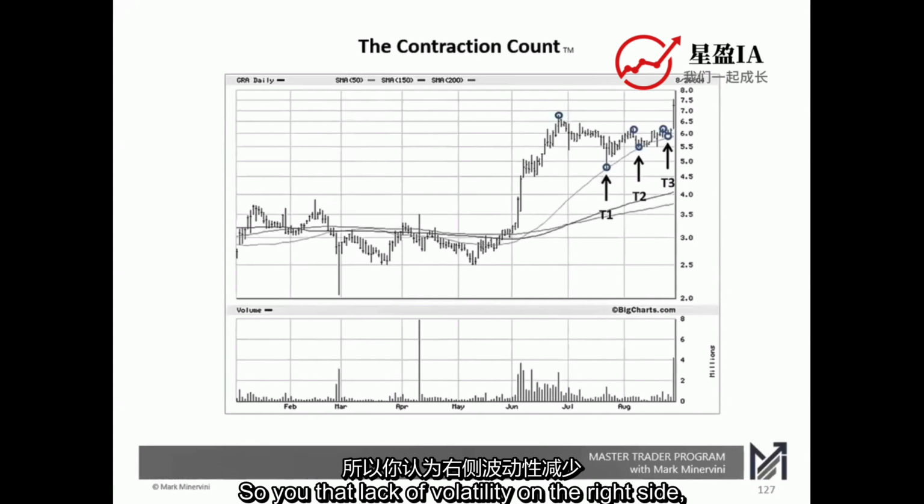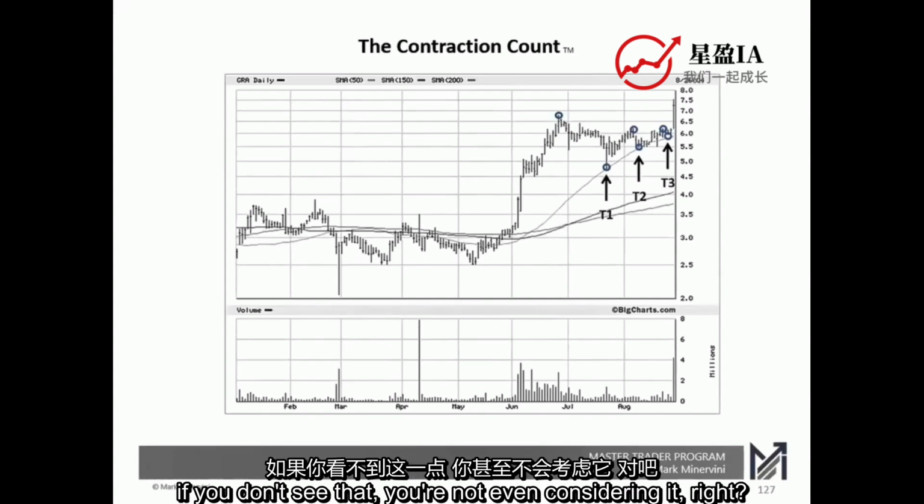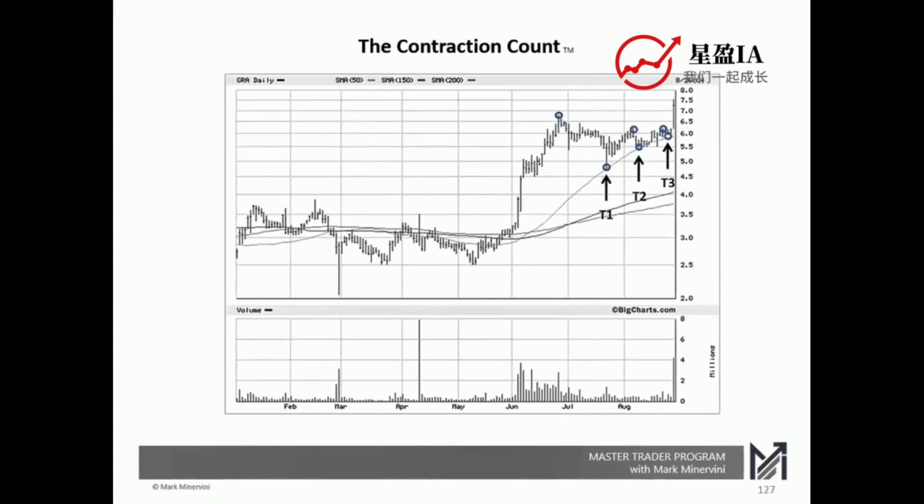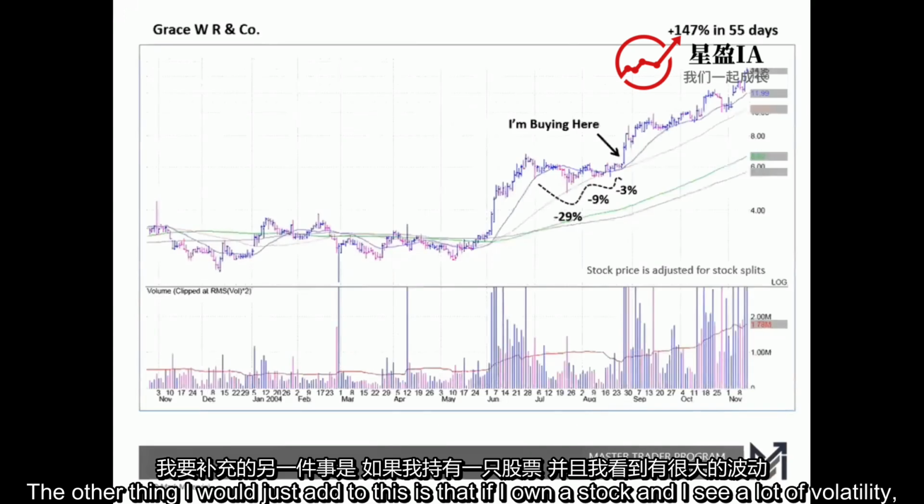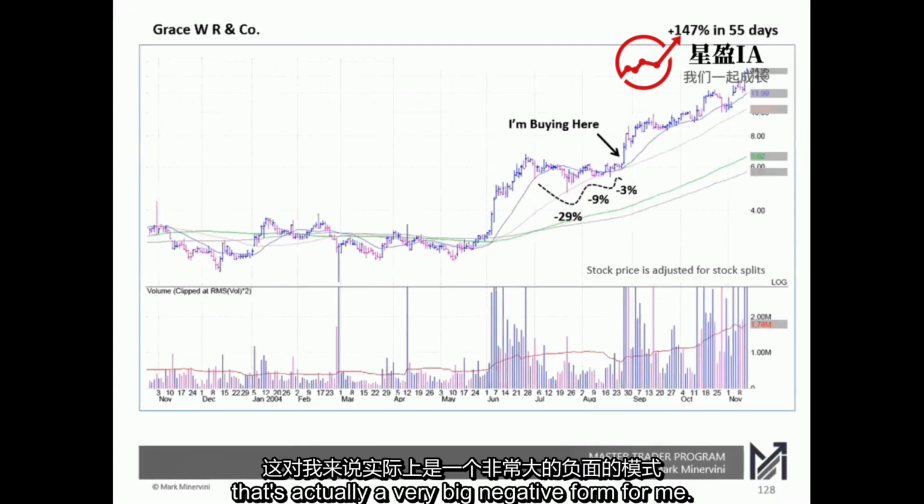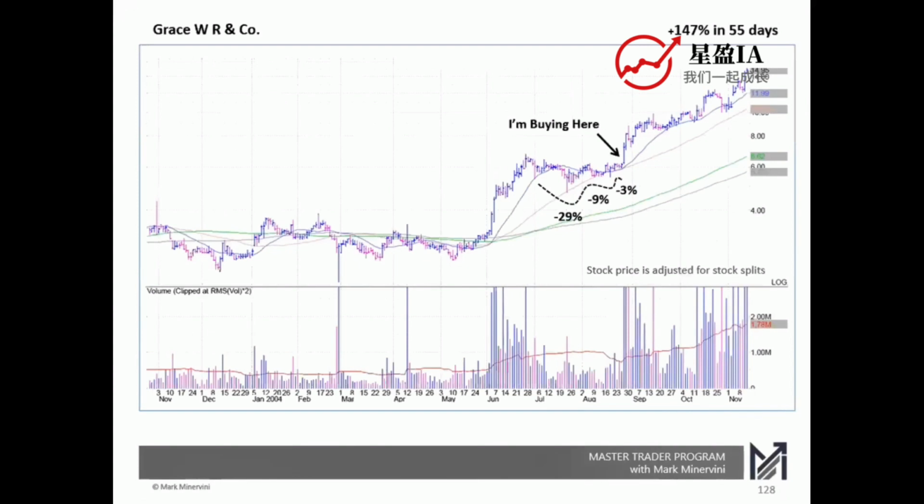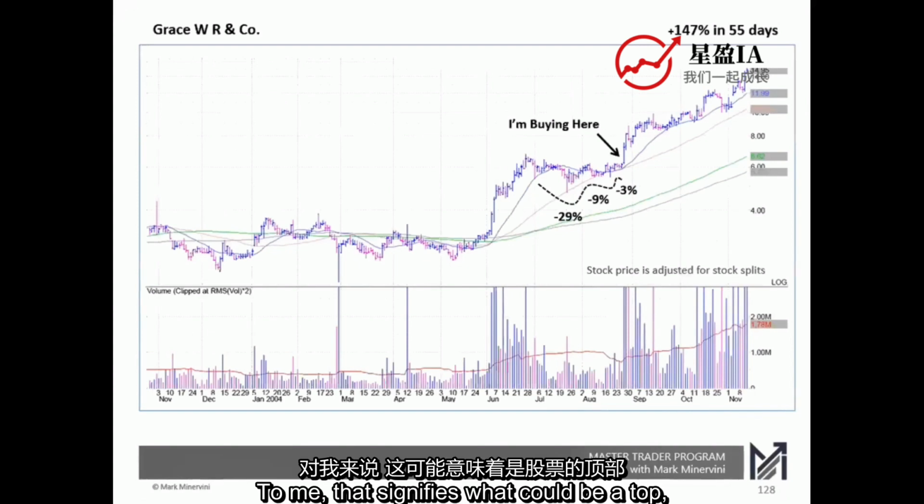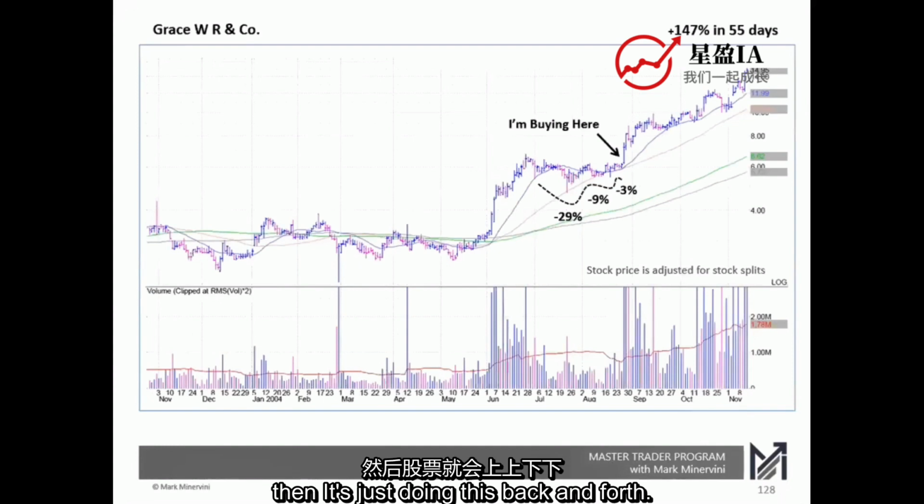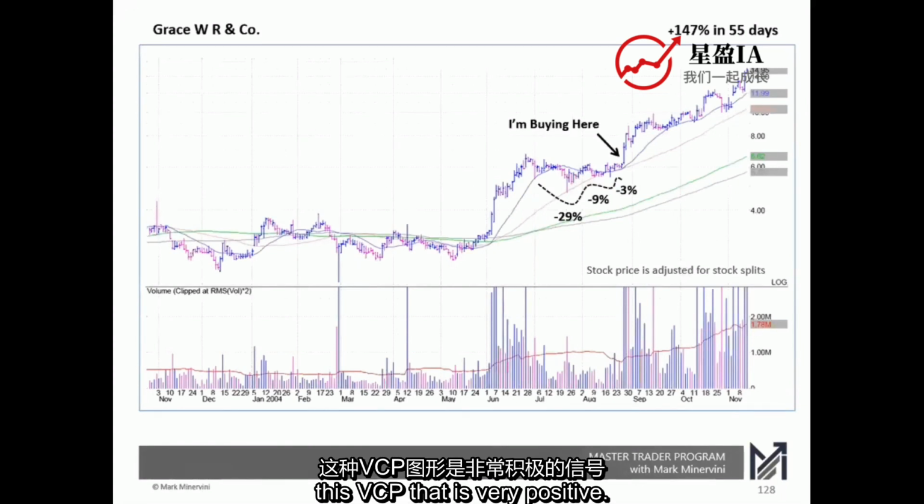That lack of volatility on the right side, if you don't see that, then you're not even considering it, right? Right. And the other thing I would just add to this is that if I own a stock and I see a lot of volatility, that's actually a very big negative for me. And to me, that signifies what could be a top. Especially if a stock has had a long run and then it's just doing this back and forth, to me, that's negative. But when you get a tightening pattern, this VCP, that is very, very positive.